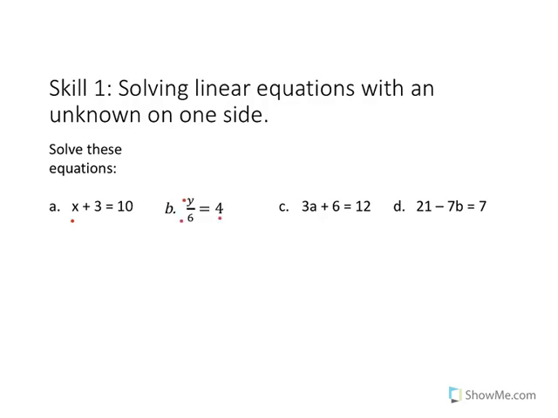What is y? In C, 3 times a number, because when you have a number next to a letter, it's basically implying multiplication. 3 times what number plus 6 makes 12. And then in D, 21 minus 7 times what number makes 7. So at this time, go ahead and pause and do this in whatever method naturally makes sense to you.